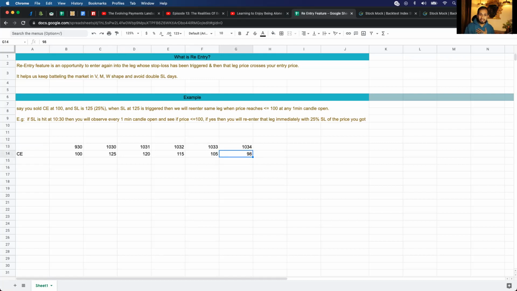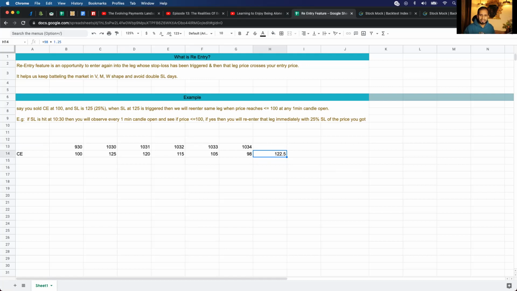So what I'll see is, yes, it has crossed 100 rupees. It means I'm assuming that the market has taken a reverse direction. I'll enter into that trade at 98 rupees immediately. So at 10:34, I'll re-enter into that leg with 25% SL, because that was my original SL. So what was the original SL? 25% of 98, what does it become? 98 into 1.25, which is 122.5. It's as simple as that.